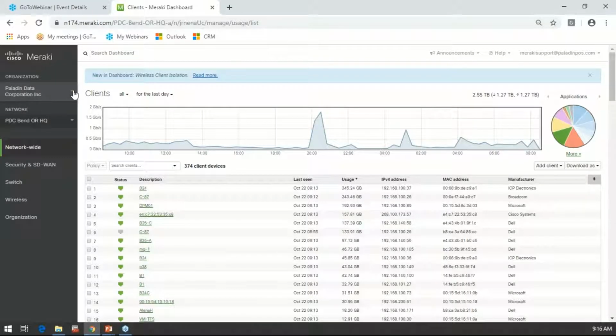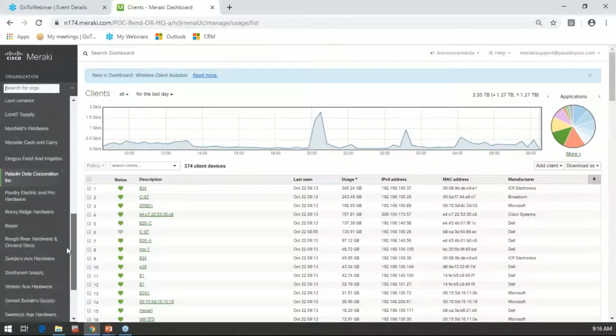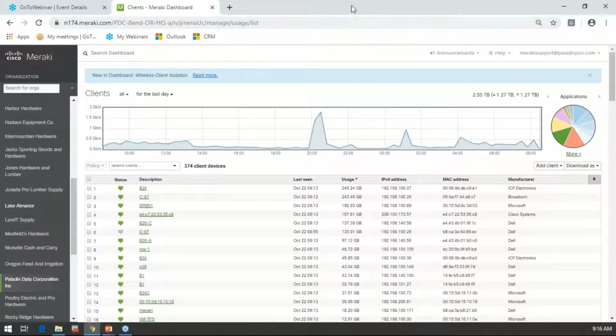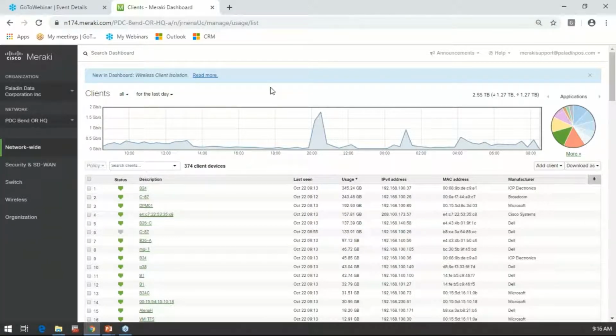So on the left-hand side, you can see all of our customers listed there, but for this demonstration, we're just going to show you our network at Paladin. We run all Meraki gear here at Paladin, just like the gear that we recommend you run at your stores. One of the things that Meraki gear is really good at doing is identifying the devices that are running on your network.